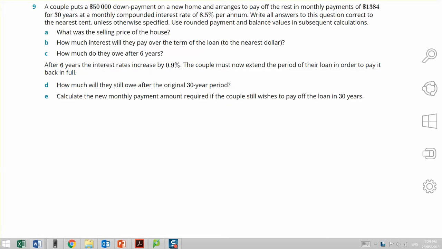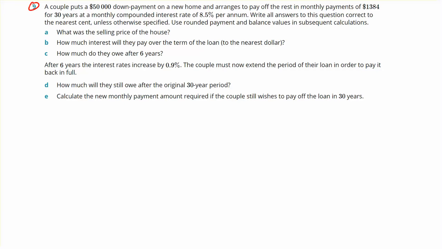For further maths, we're going to look at question 9 from exercise 9C. This is a more complicated question where we're required to use a financial solver in a multi-step process. Okay, so let's read the question first.